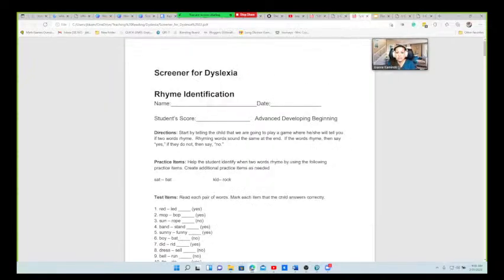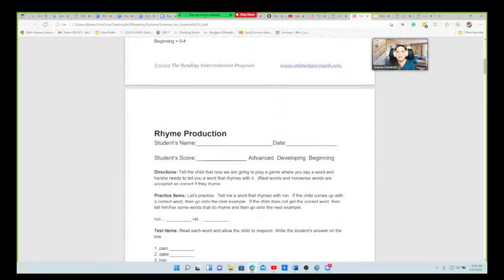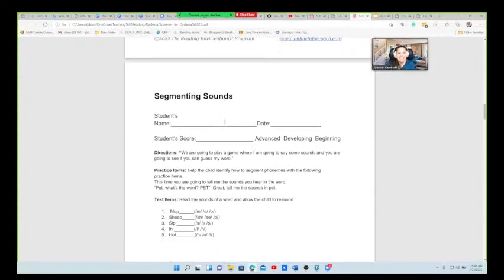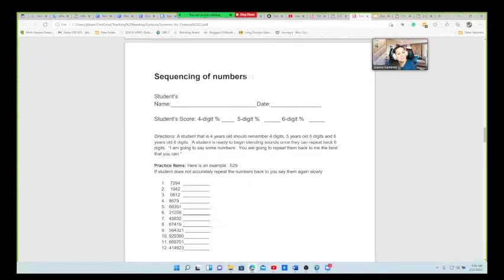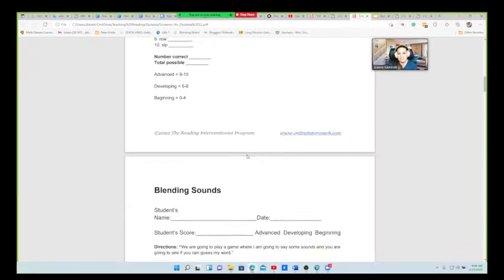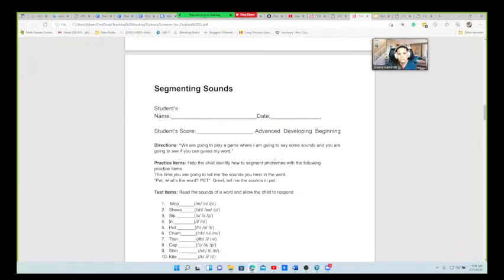So I am going to be taking a look at rhyme identification. I take a look at, can they produce rhymes? Blend sounds. Do they segment sounds? Sequencing of numbers. Now, this one is important for my dyslexic kiddos because they have a really hard time with sequencing things and putting things in order. So this is one of those things that I'll put into place to find out, okay, is dyslexia a problem for them? Also, these beginning skills like rhyming and segmenting sounds, these are things that dyslexics tend to struggle with, but so do beginning readers.